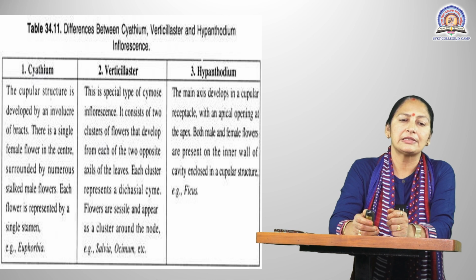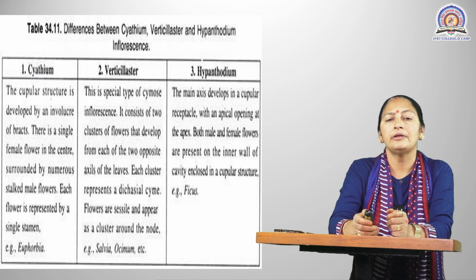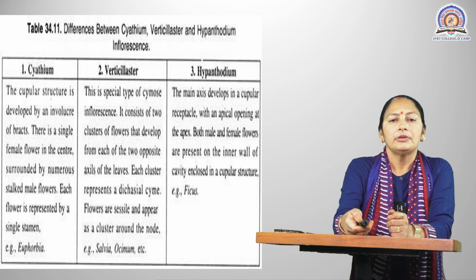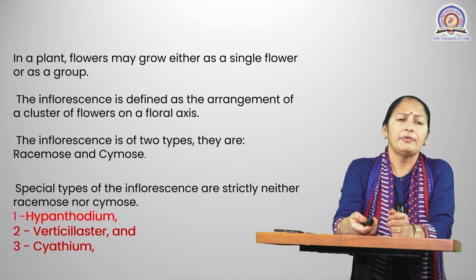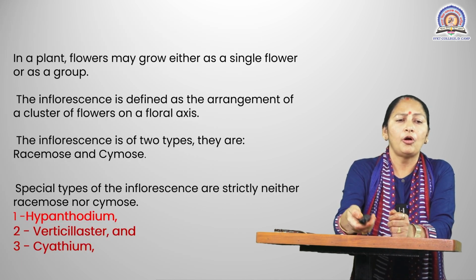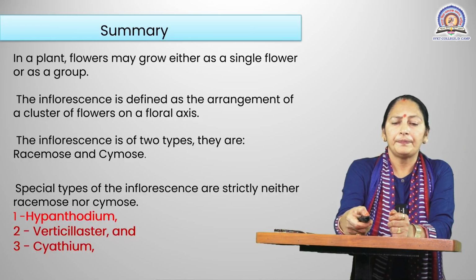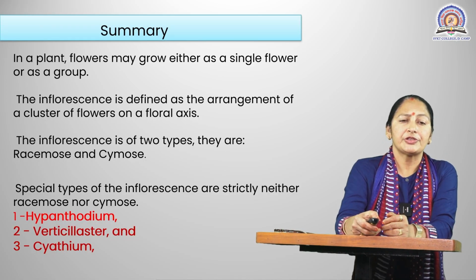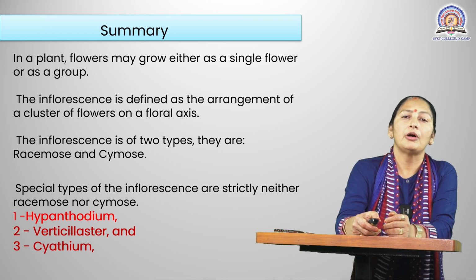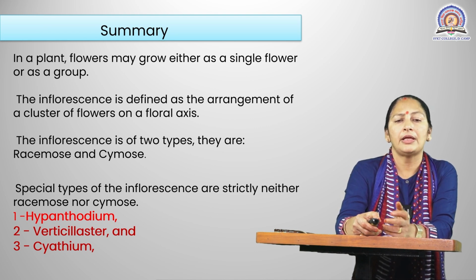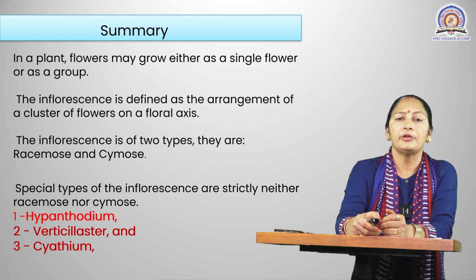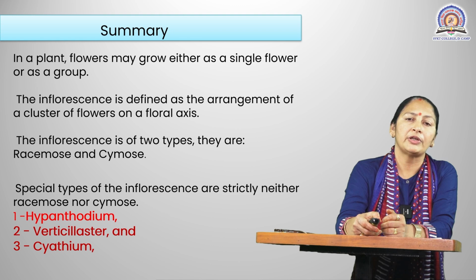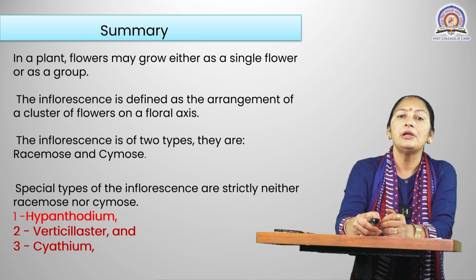The first is the cyathium, then the verticillaster and the hypanthodium. In today's lecture, you have seen these one by one. In a plant, flowers may grow either as a single flower or as a group or cluster of flowers. Inflorescence is defined as the mode of arrangement of flowers on a floral axis. It is known as the inflorescence.